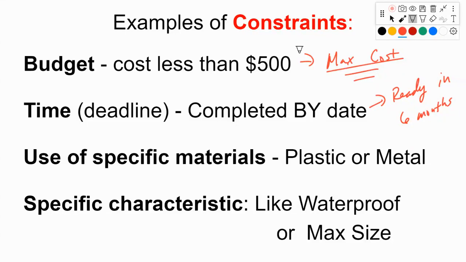You have to use specific materials. So it has to be made out of plastic, made out of metal, has to have a glass screen. And then we talked about specific characteristics like a specific size. Typically that could be a max size like 6 inches, or it could be some characteristic like it's waterproof. Okay. So those are your constraints again. And again, constraints are yes or no, and they're must haves.